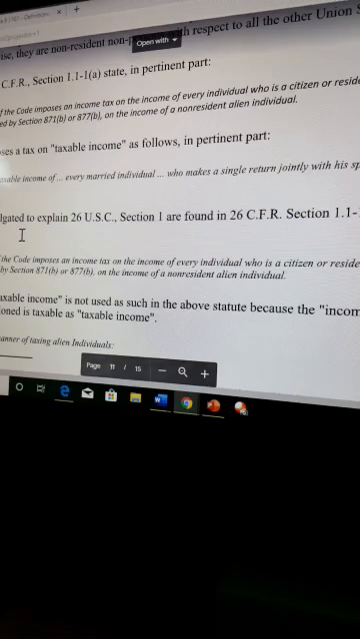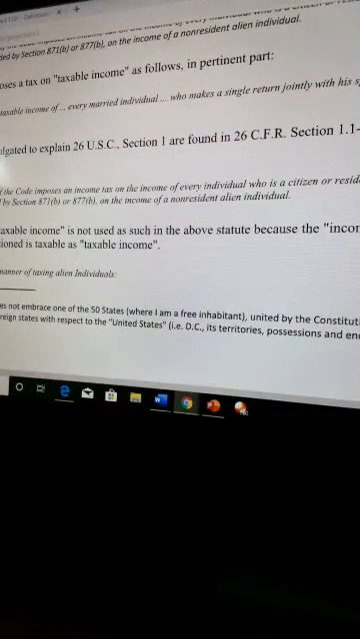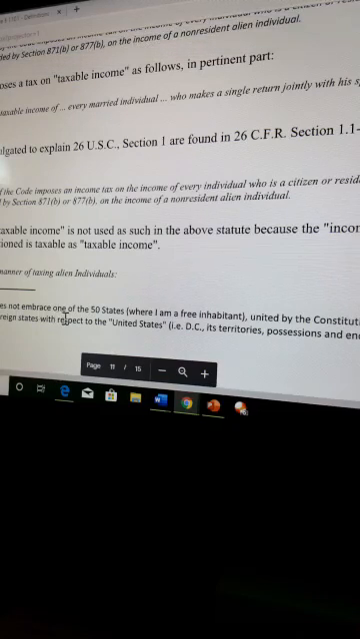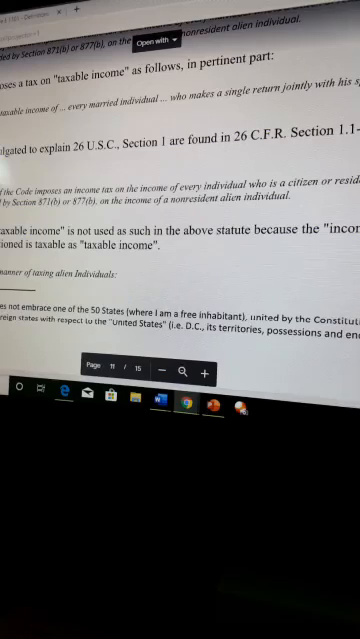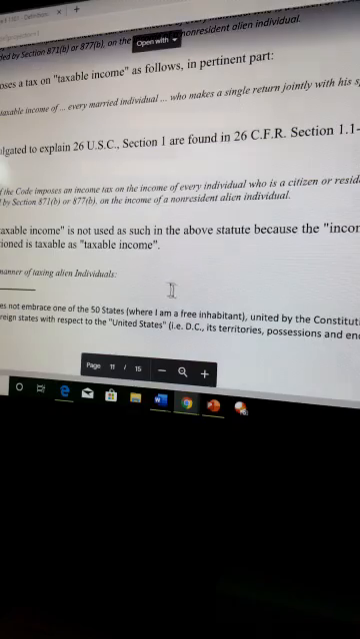Section 1.871, Classifications and Manner of Taxing Alien Individuals. This term state, notice how it's a lowercase state, evidently does not embrace one of the 50 states where I am a free inhabitant, united by the Constitution, all right? Because a separate governments or foreign states with respect to the United States, i.e. D.C., its territories, possessions, and enclaves.